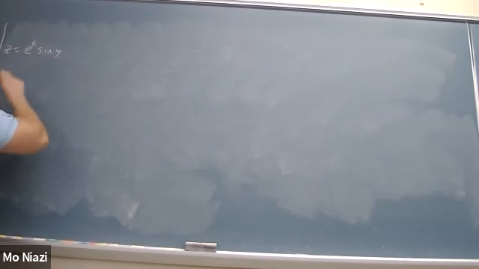Let's apply this to a situation. Let's say we got z is equal to e to the x sine of y. And let's say we got x is equal to s t squared. Y is equal to s squared t.